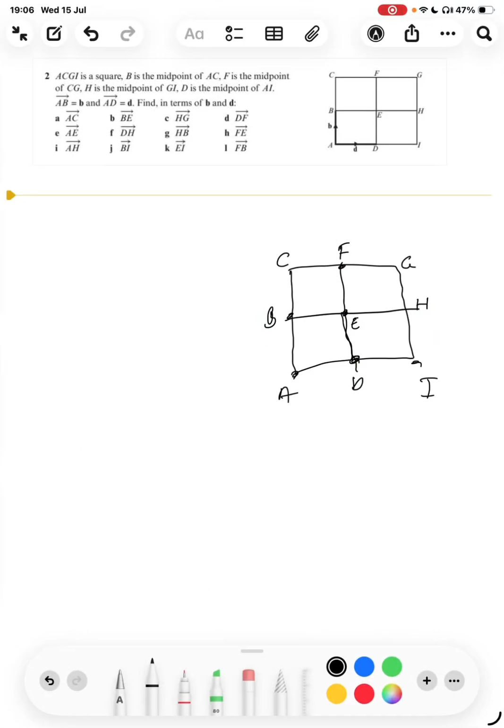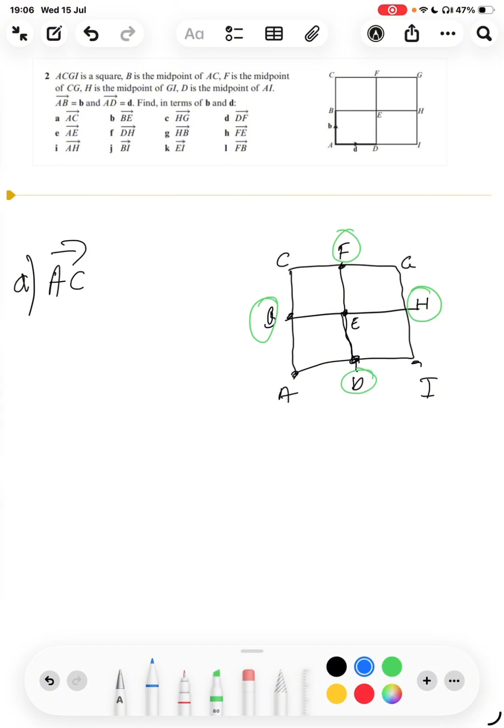Okay, this setup here, we've got a square in which D, B, F, and H are the midpoints. That's kind of what the beginning blurb is getting at here. Okay, and part A, they want the vector A to C.